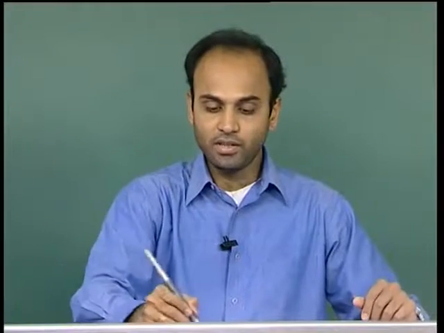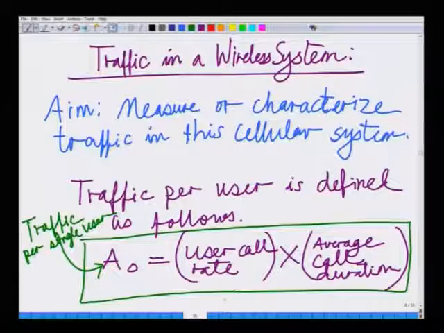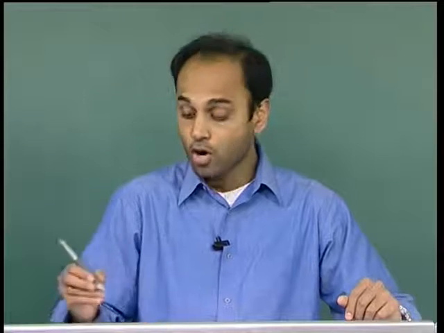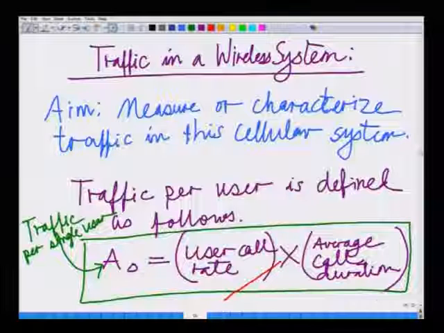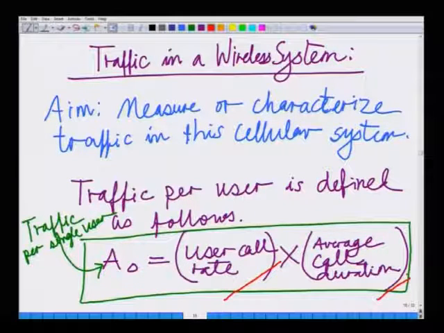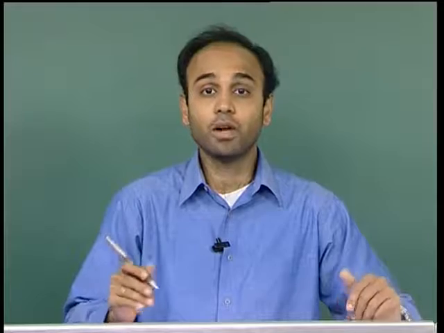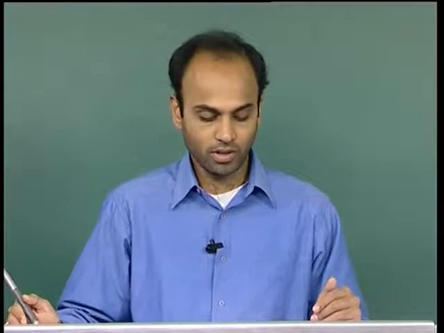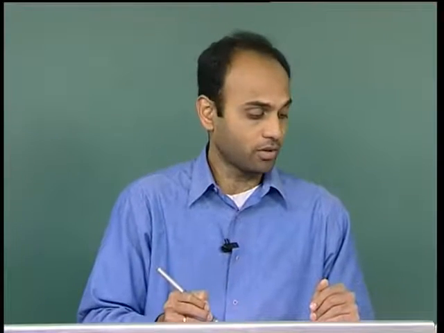So, as you can see, this traffic increases if either the user call rate increases, that is, users are frequently placing calls, or the average call duration increases, that is, they are placing fewer calls, but the duration of each call is longer. Naturally, it is proportional to the product of these two things, which is essentially the traffic per single user.